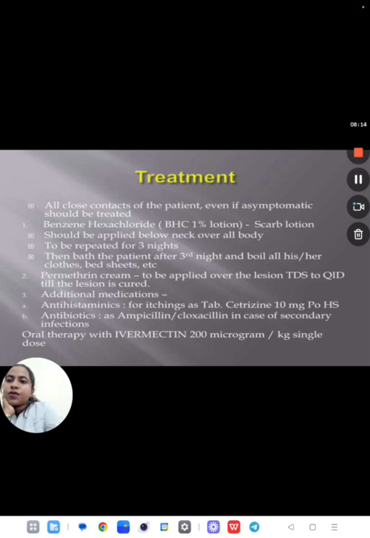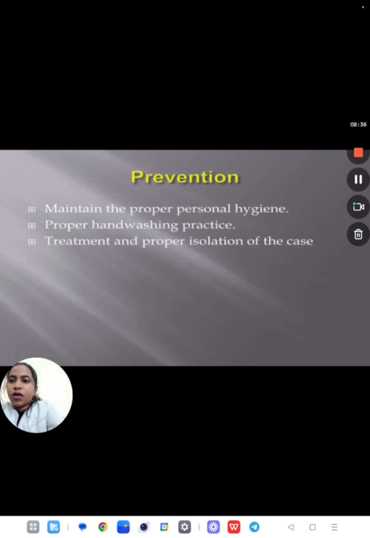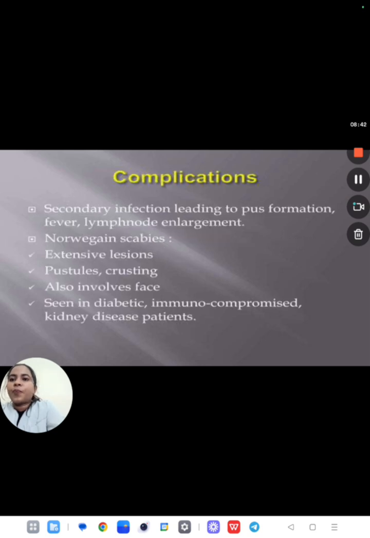Treatment: all close contacts of the patient, even if asymptomatic, should be treated. 1% BHC lotion should be applied below the neck all over the body, then repeated for 3 nights. After that he can bathe. Permethrin cream, antihistamine, antibiotics, and oral therapy with ivermectin 200 microgram. Prevention: maintain proper personal hygiene, hand wash technique, and treatment and proper isolation of the case.